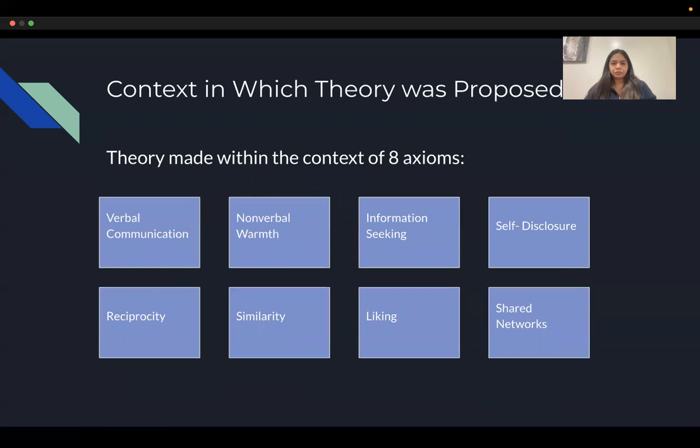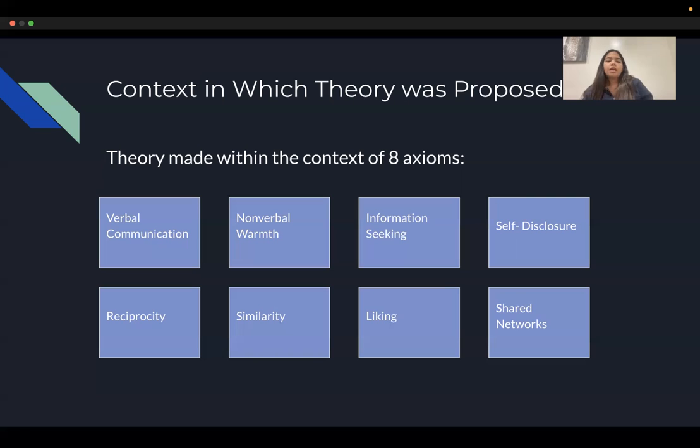Uncertainty theory can be explained within the context of 8 proposed axioms, or self-evident truths that do not need further proof. The first is that within verbal communication, as the amount of verbal communication increases between two people that just met, the uncertainty decreases. Further reducing uncertainty then increases verbal communication. The second is that increasing nonverbal warmth decreases uncertainty levels. Decreasing uncertainty also increases nonverbal warmth.